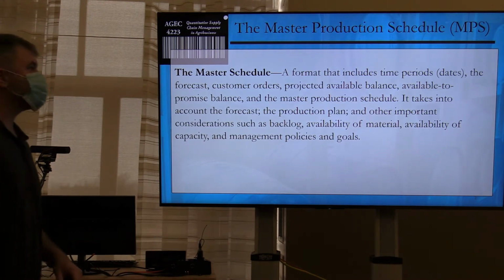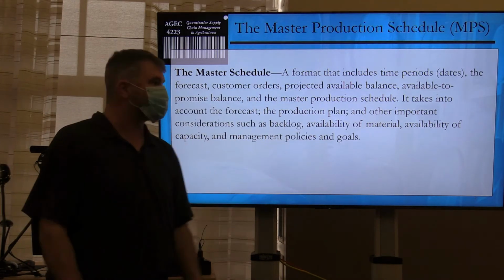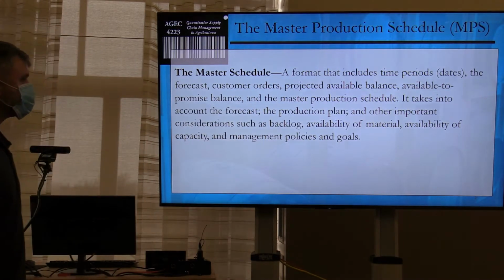And so then what's the master schedule? Well, the master schedule is just the big table. It has all that other stuff, the dates, everything. Okay.